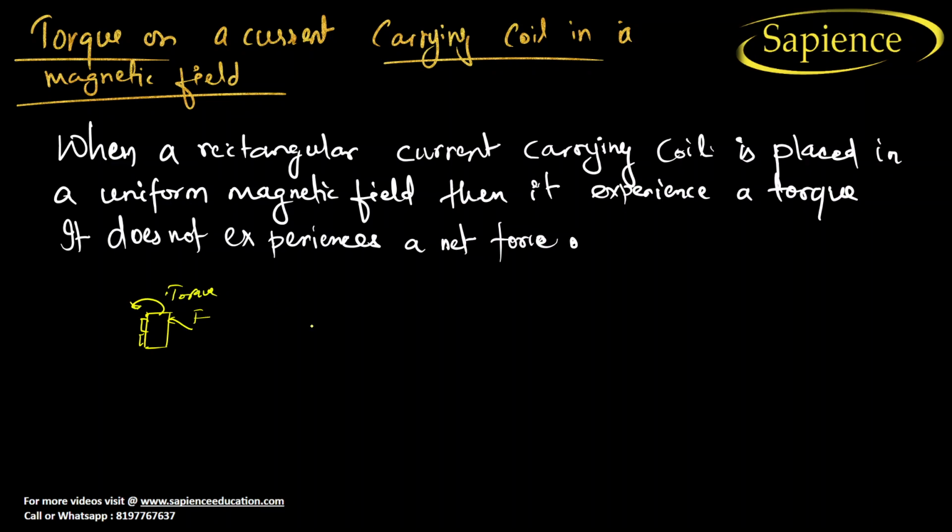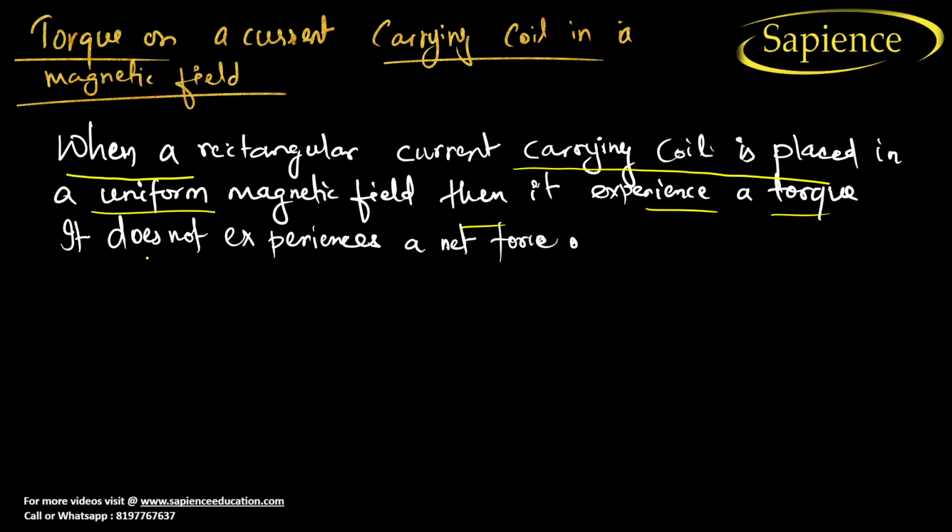Similarly, there is a current carrying coil and it has been fixed in such a way that it will only rotate. It will not move forward, not move backward. It will only be able to rotate because it has been fixed on a rod like this structure. So let us know the basic principle of this. When a rectangular current carrying coil is placed in a uniform magnetic field, then it experiences a torque. It does not experience net force.